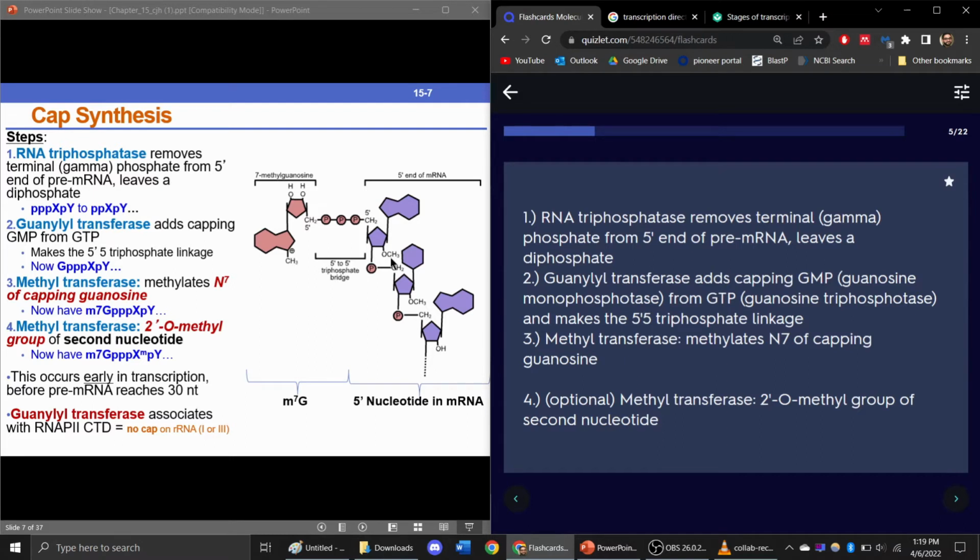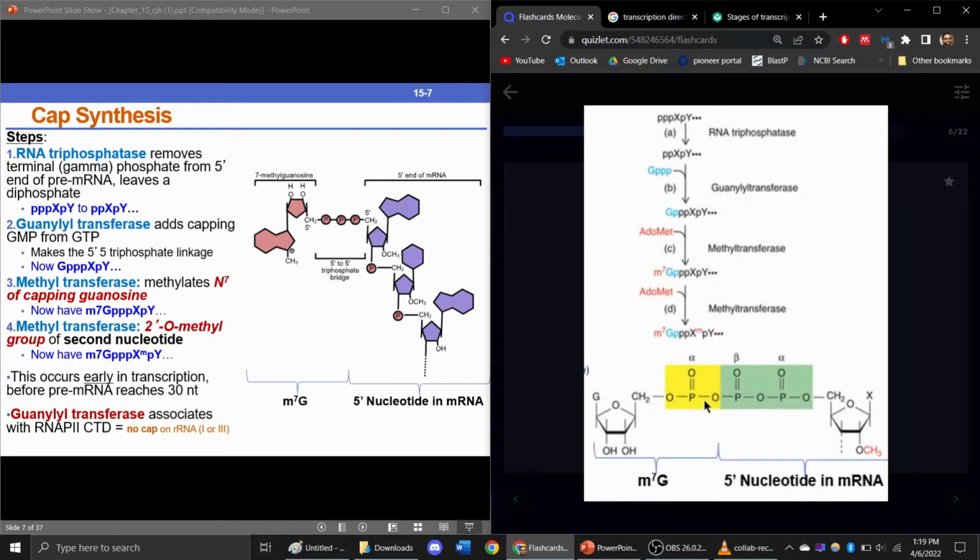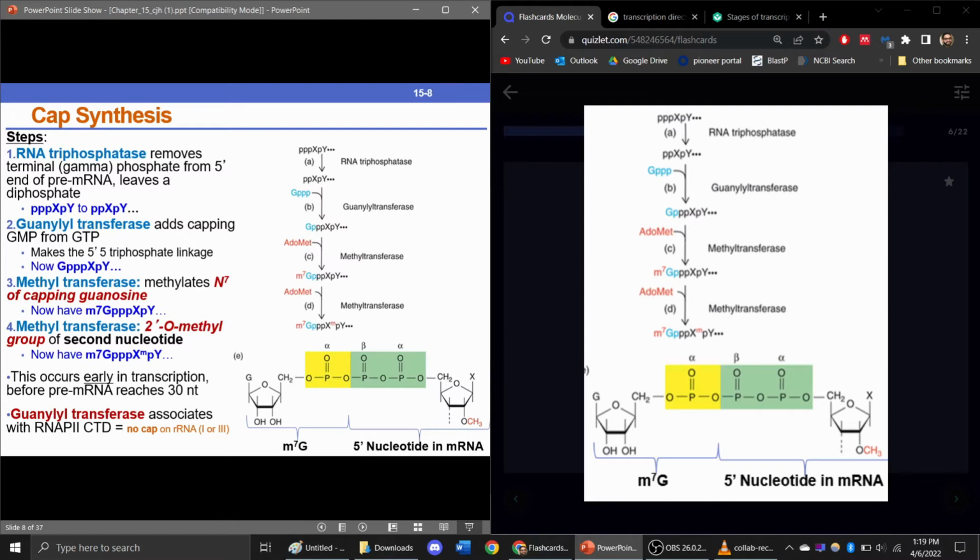So, capping graphic steps. This is an image that's in the PowerPoints. It's basically a recap of everything I've said in graphical form, but let's run through it and interpret it. You start off with your RNA. It has 3 phosphates. RNA triphosphatase makes that 2 phosphates. Guanylyl transferase takes your GTP, makes it into GMP, and does that 5' triphosphate linkage. So now the GMP is on the diphosphate end, and you have a triphosphate bond, which is what it's supposed to be.